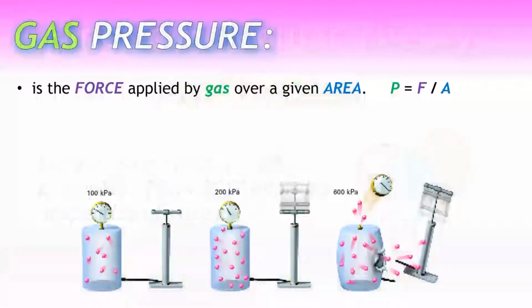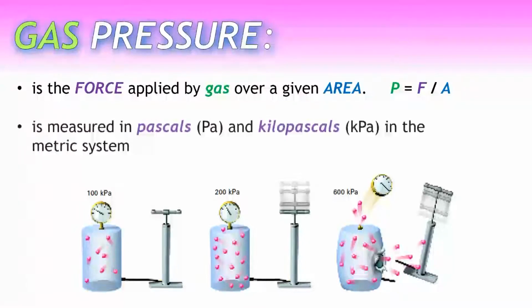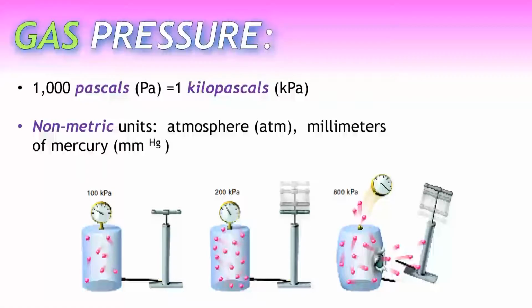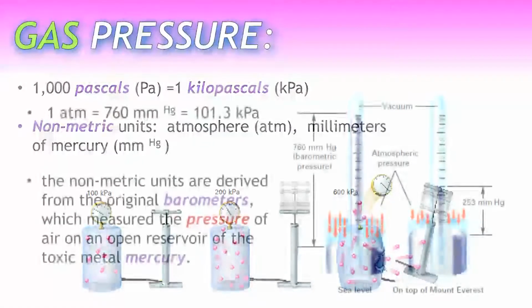Boyle's law is going to involve pressure. And again, pressure is simply the force applied by a gas over a given area. The formula is pressure equals force divided by area. It's measured in pascals and kilopascals in the metric system. We might also have to convert from pascals to kilopascals, or use non-metric units like the atmosphere or millimeters of mercury.